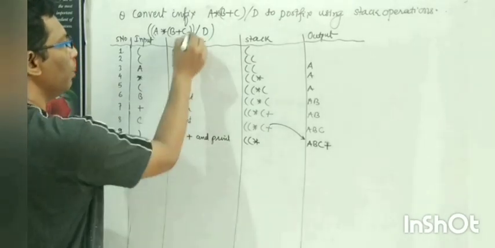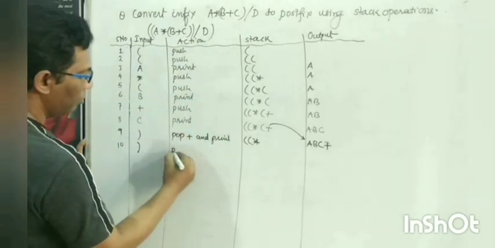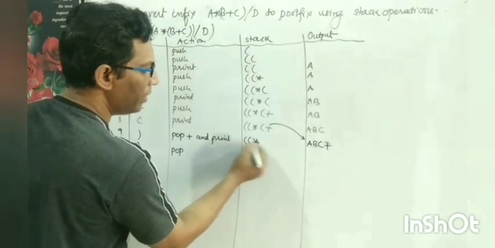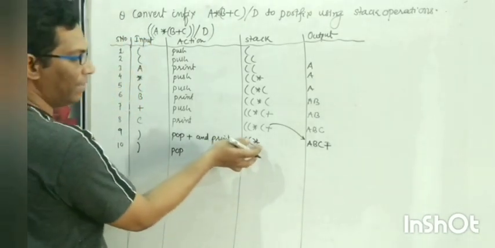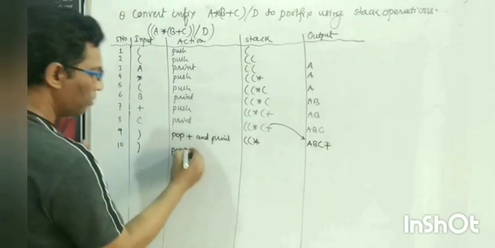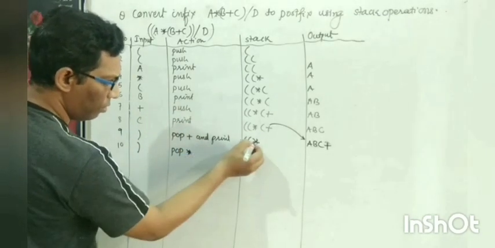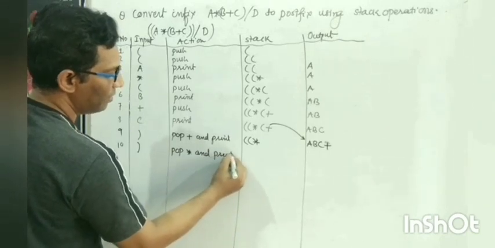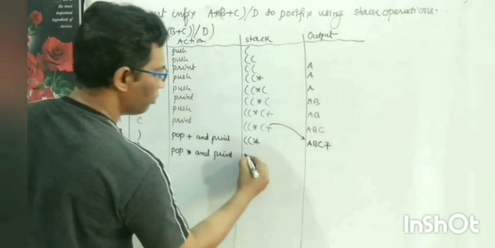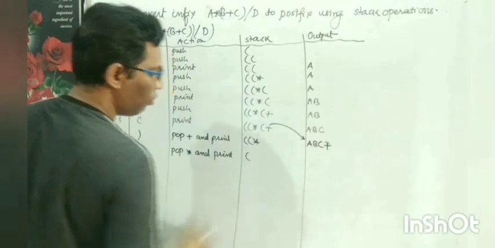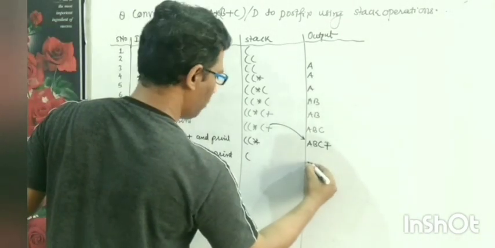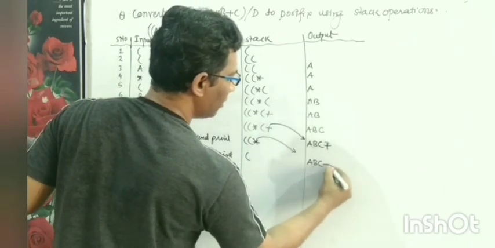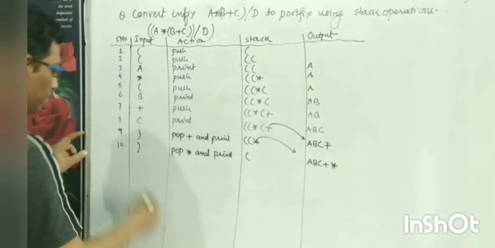In the tenth step, we have again a closing bracket. So which operator will be popped? Here into will be popped because it is at the top of the stack. So into will be popped and it will be placed to the output. So stack remains only opening bracket. Here into goes to the output and output becomes A, B, C plus into.